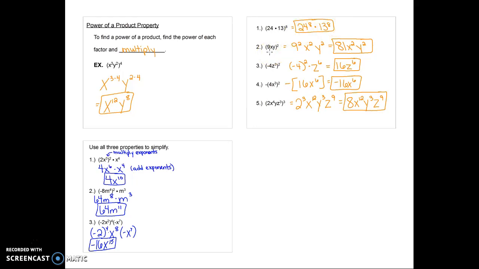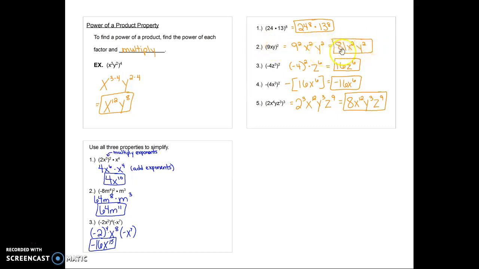Now, this second one, your base is a 9xy. All of that is being raised to the 2nd power. Okay, so this 2 has to get attached to each one of these. So it's going to become 9 to the 2nd power, x to the 2nd power, because remember these all have a power of a 1 with them right now. So when I multiply, it's still going to give me a power of a 2. And then y to the 2nd power.